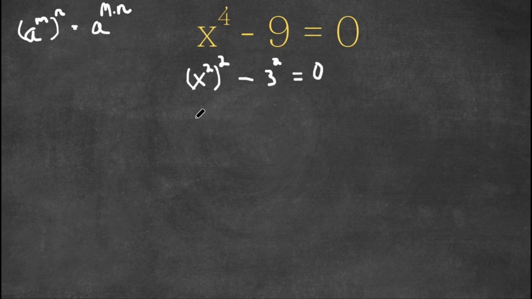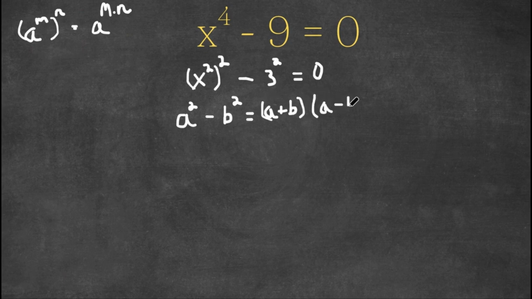Now, an important expression that we have is a squared minus b squared. And a squared minus b squared, if you guys didn't already know, is equal to a plus b times a minus b. So a squared minus b squared can be written as a plus b times a minus b. As you can see right here, what I've done is I've changed this equation to match up with a squared minus b squared.